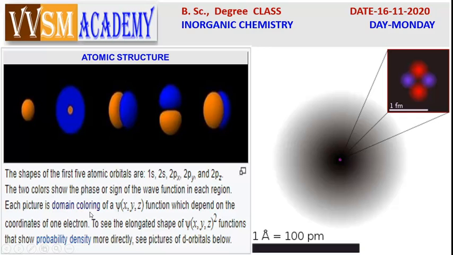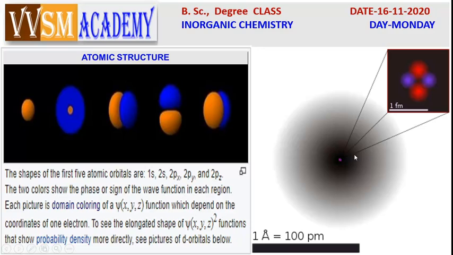Each picture is domain coloring of phi. X, Y, Z are the coordinates of the orbitals, functions which depend on the coordinates of the electron. To see the elongated shape, the X, Y, Z squared functions show probability density, or more directly see pictures of d orbitals. So here, if you observe, this is 1 angstrom unit, which is equivalent to 100 picometers. That is the size of an atom, the size of an atom.